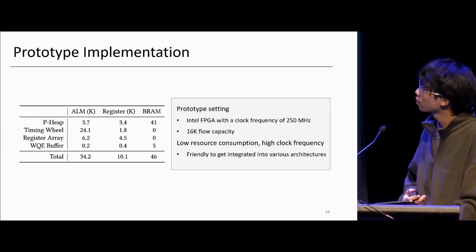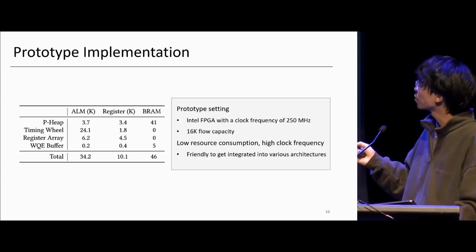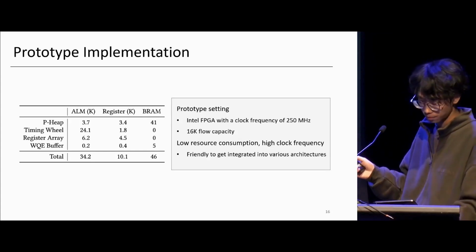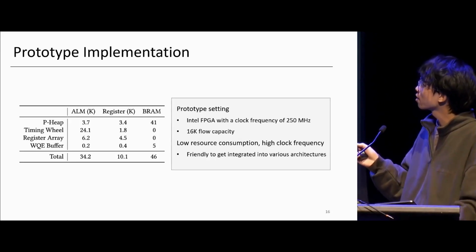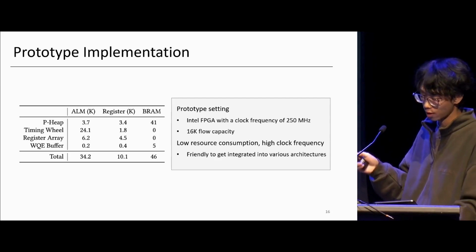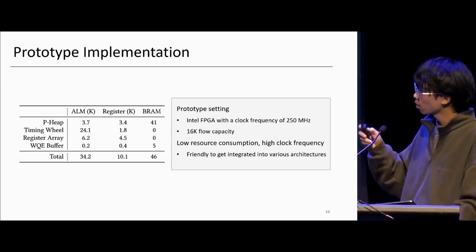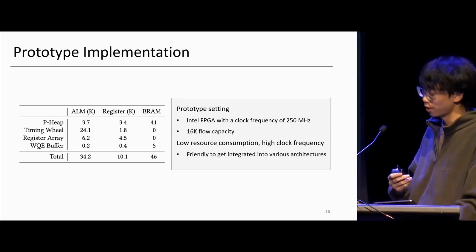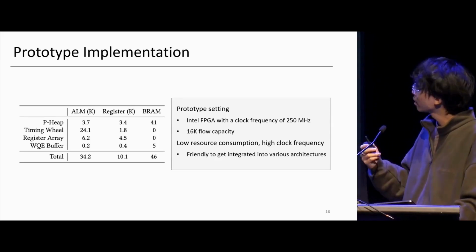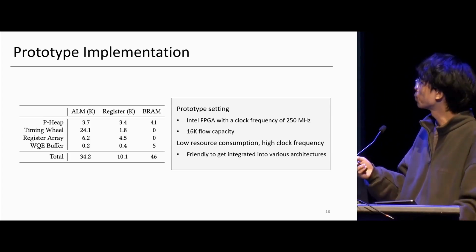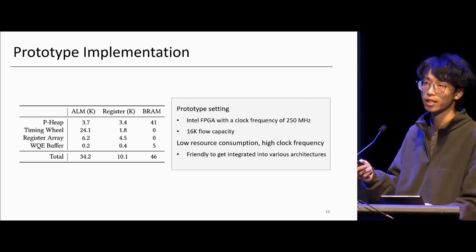We implement the prototype of Tesla using Intel FPGA, running at a clock frequency of 250 MHz. We realize 16,000 QPs in Tesla, and the resource consumption is broken down in the table. The resource consumption of Tesla is considerably low, and it can achieve high clock frequency, and this makes it friendly to get integrated into various architectures.